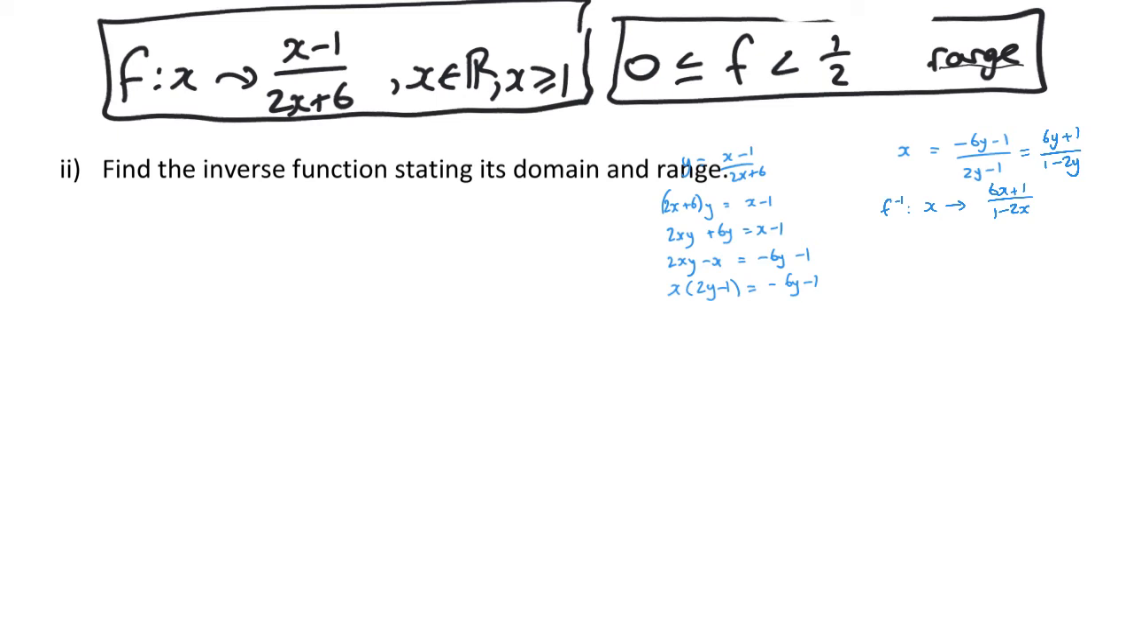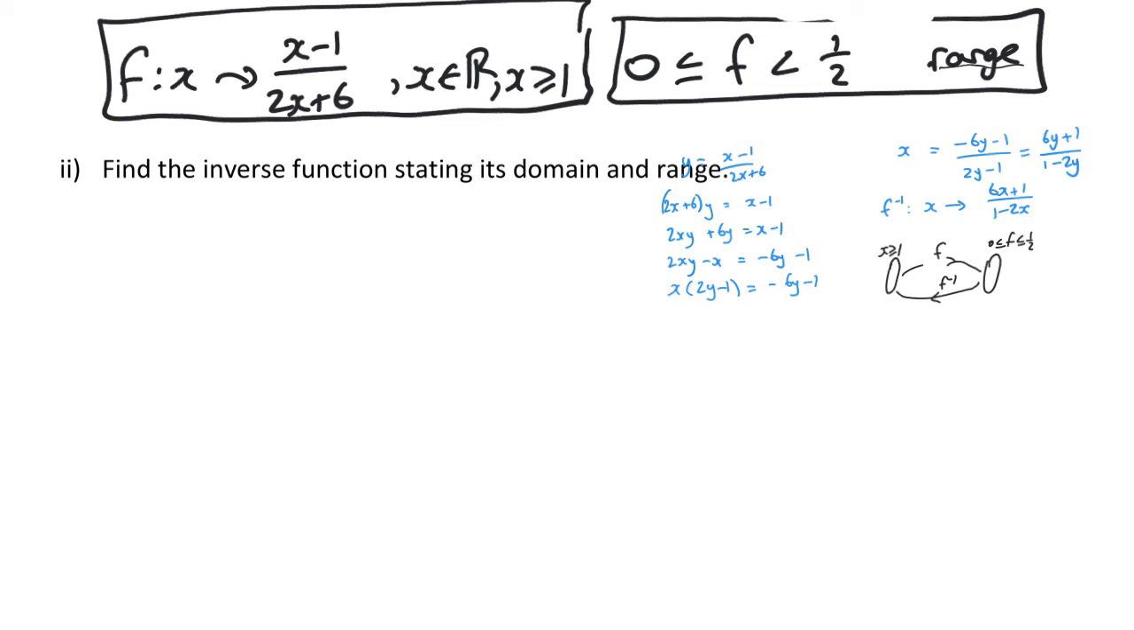Now, in the last part of the example, for f, we knew that the domain was x bigger than or equal to 1, and the range was 0 less than or equal to f, which is less than or equal to a half. So that was going in this direction. The inverse function will map back the way, and we've now got an expression for the inverse function of f. So its domain is going to be the range of f.